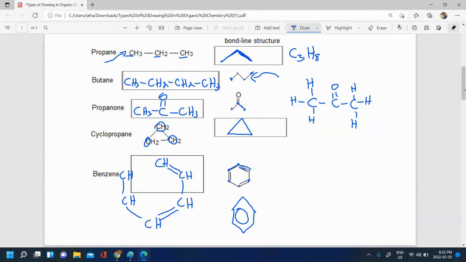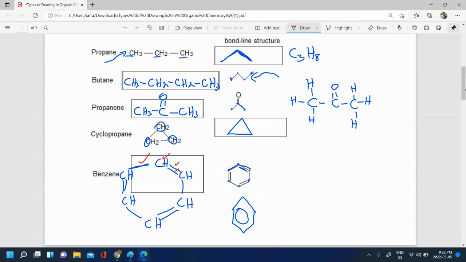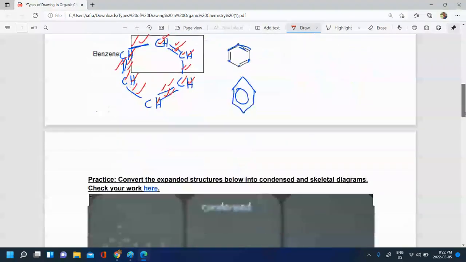Don't forget to make your double bonds. And then we can connect there. And you can go back at the end and take a look to make sure each carbon has 4 bonds. So for example, this is 1, 2, 3, 4 bonds for this carbon. The same for each of the other carbons, 1, 2, 3, 4 bonds. So that would be the condensed structural formula for benzene.